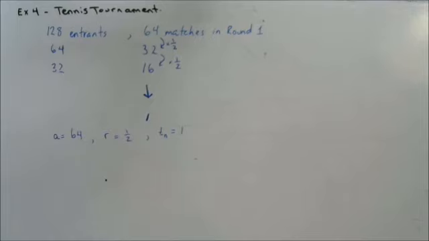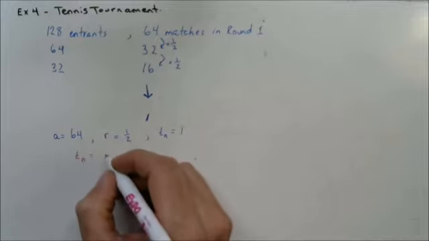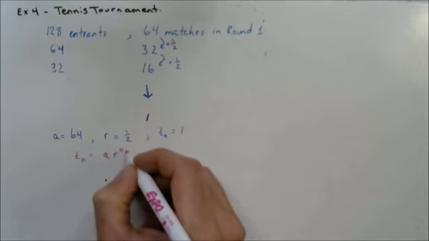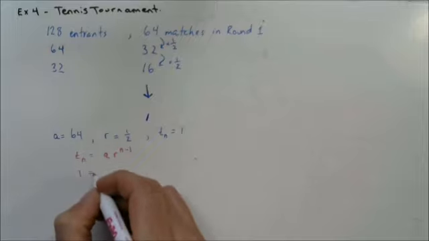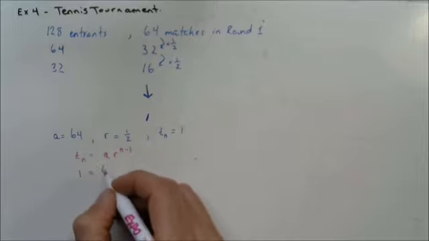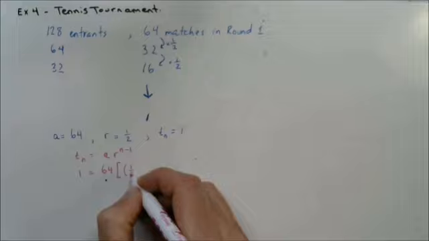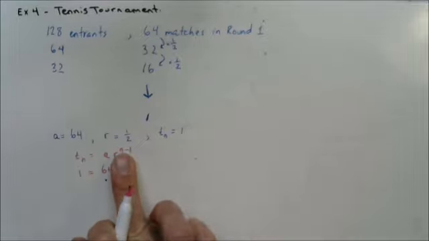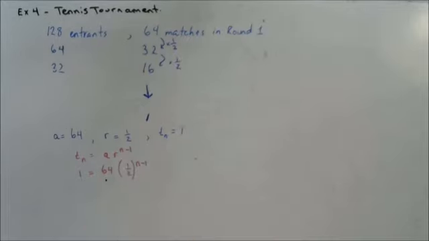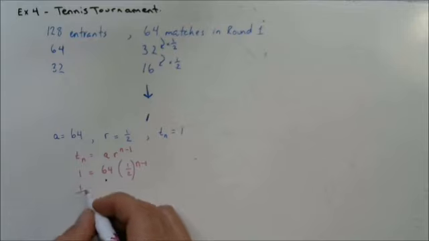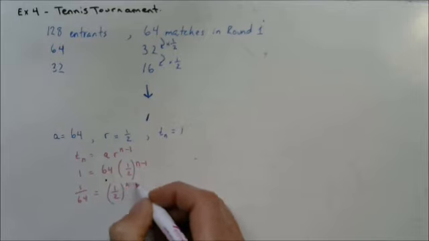So again, we'll start with the formula for the general term of a geometric series or sequence, which is a times r to the power of n minus 1. We'll sub in what we know. The nth term is 1. A is 64 times 1/2 to the power of n minus 1. Okay, divide both sides by 64. On the left, I have 1 over 64. On the right, I have 1/2 to the power of n minus 1.